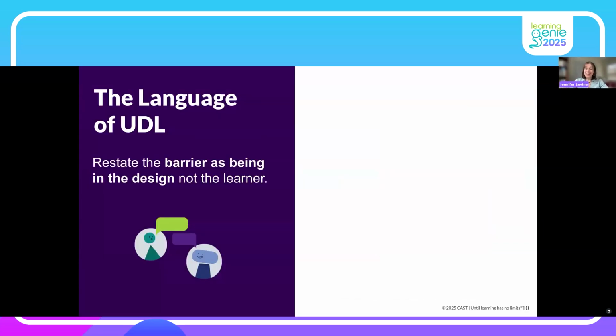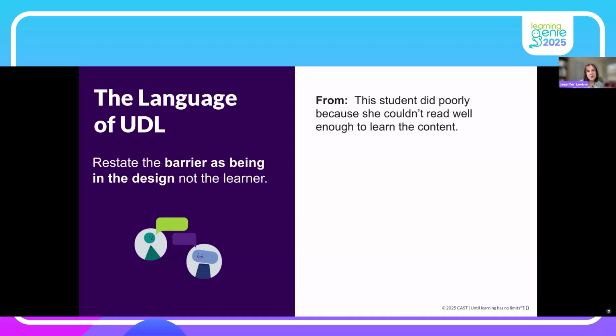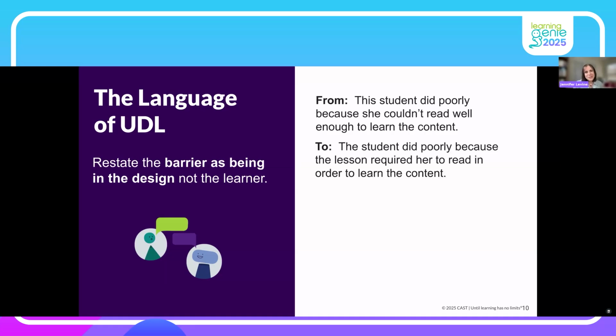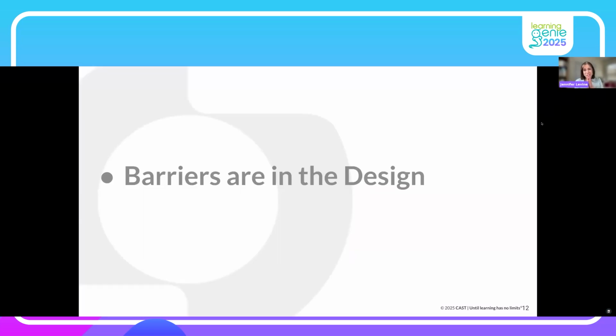those barriers. The issue is we are really trained to blame our students for problems. We try to help people learn to reframe how they're thinking about problems. A traditional way of talking would be saying, this student did poorly because she couldn't read well enough to learn the content. UDL says, actually, the student did poorly because the lesson required her to read in order to learn the content. Hopefully you see now that UDL sees that barriers are in the design, not the individual.